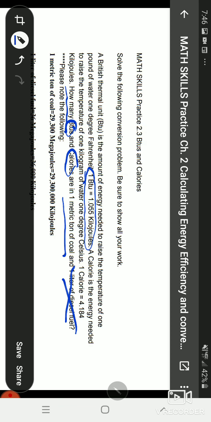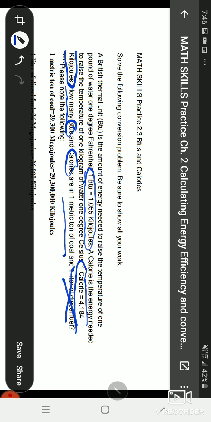Okay, and again, I'm going to ignore this one. You guys can do that one on your own. So I'm looking to change 1 metric ton of coal to BTUs and calories. In order to do that, I need to know this conversion. 1 BTU equals 1.055 kilojoules, and I need to know this conversion right here.